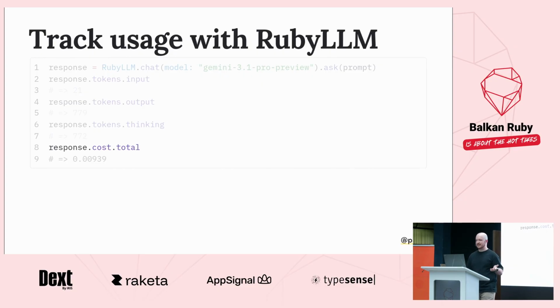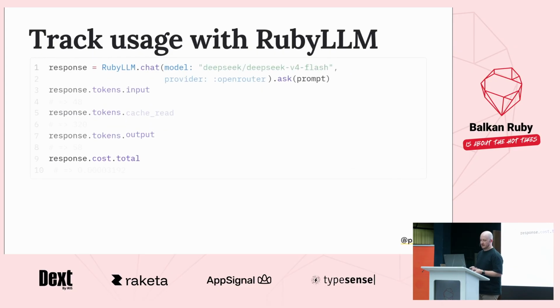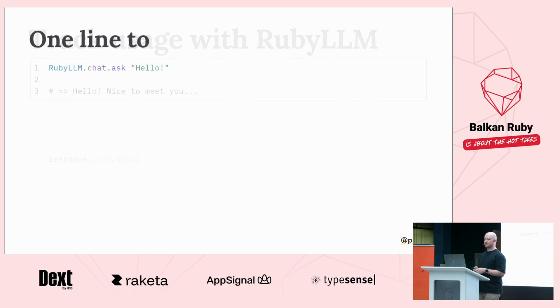But why doesn't the library do it by itself? And this is with OpenRouter as well. And you can see there's also cache read.